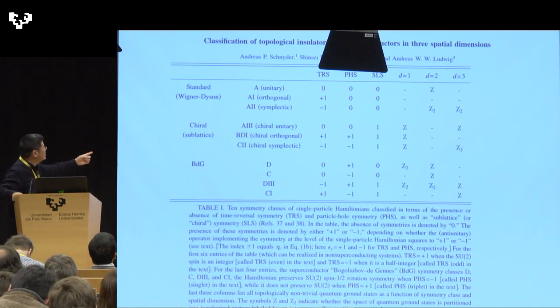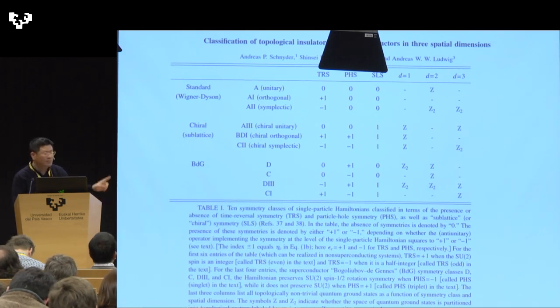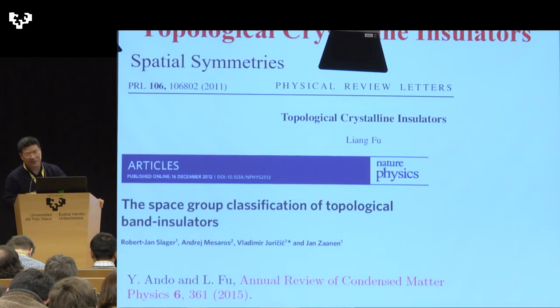Okay, the dimension is 1, 2, 3. And then people make a great table to tell us which possibility. That's just a possibility. And then time reversal symmetry, chiral symmetry, and particle-hole symmetry are not all, right? For the crystal structure, crystal symmetry can also protect something.